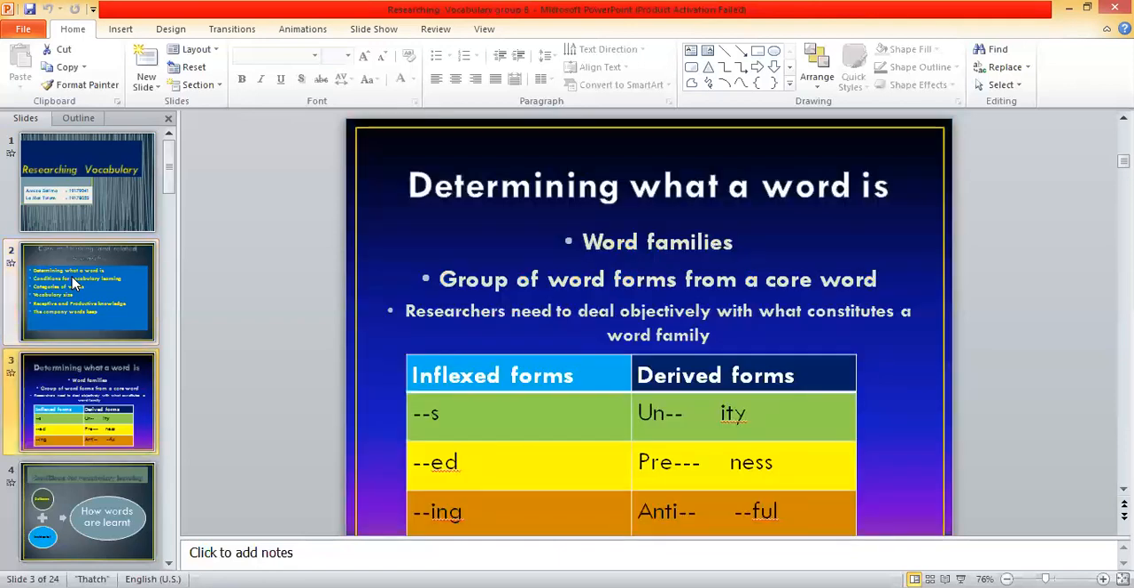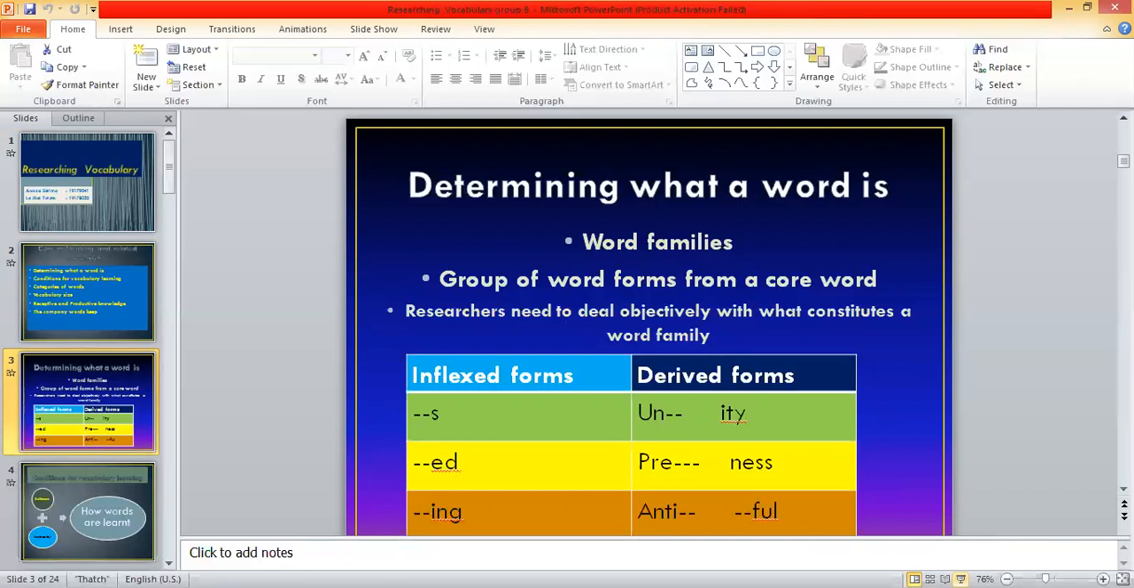The first one is all about determining what a word is. So we have the word family. The word family is all about a group of words that are derived from the core word, when we convey the meaning of the words. We usually have inflected forms and derived forms.